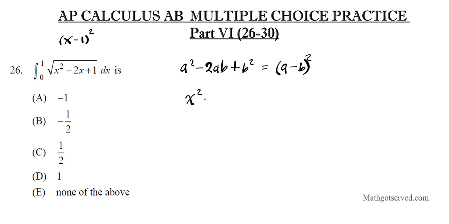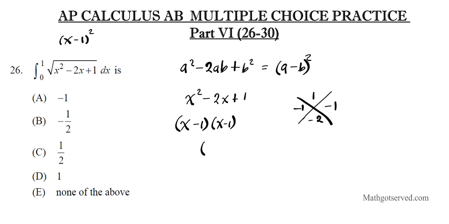So I'll just use my x game, x squared minus 2x plus 1. I like to use the AC method to factor trinomials. AC goes on top, which is 1, and B is negative 2. What numbers multiply to give you 1 and add to give you negative 2? Negative 1 and negative 1. We can factor this into x minus 1 times x minus 1, and we can see that the radicand is x minus 1 squared.